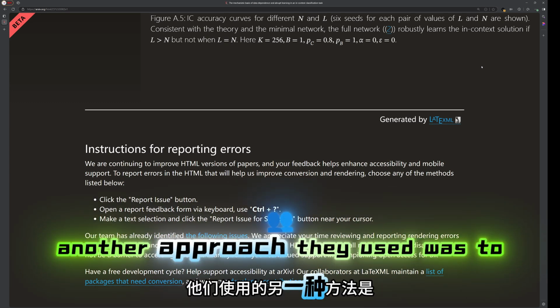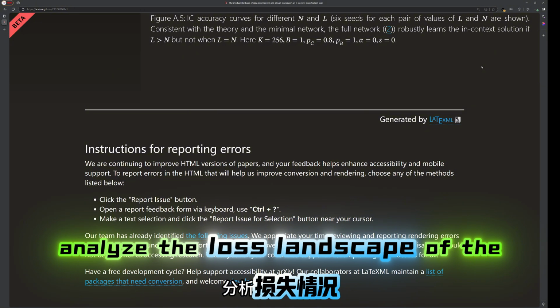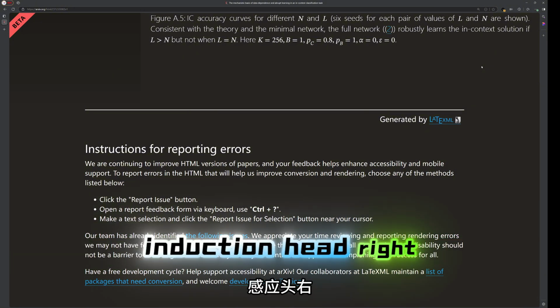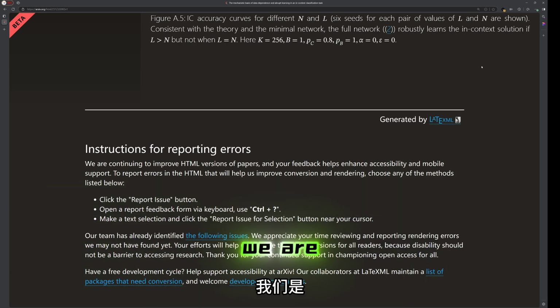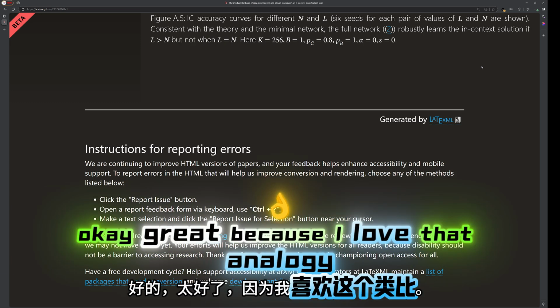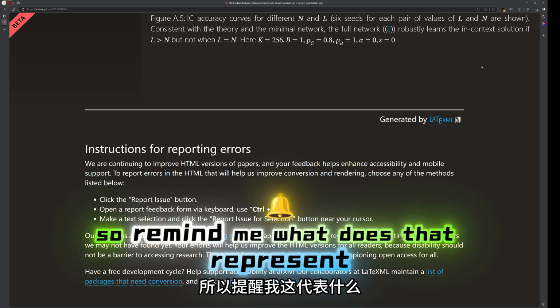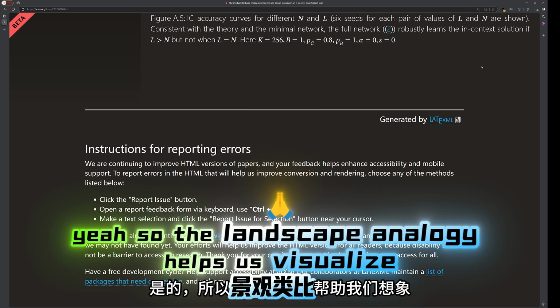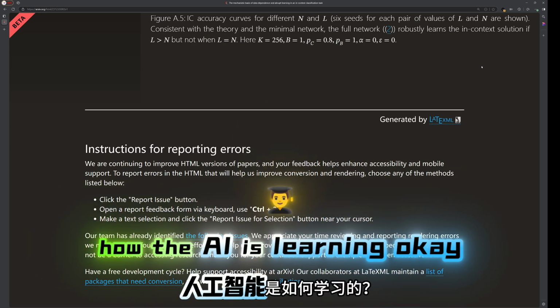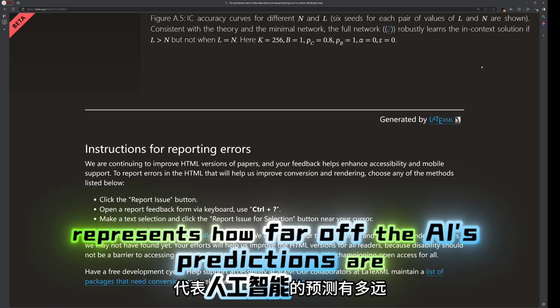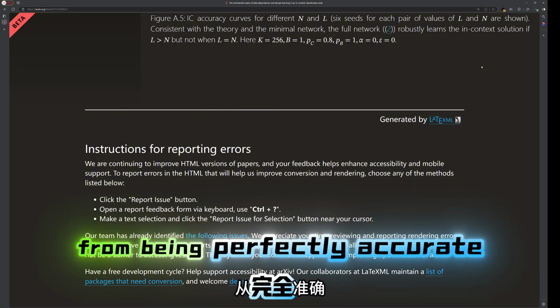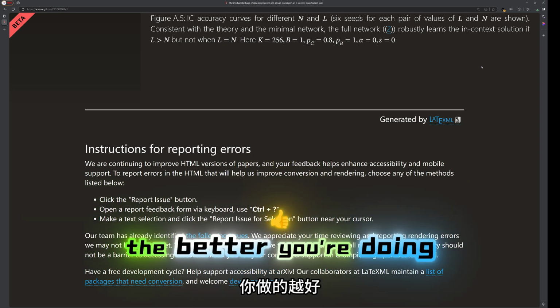Another approach they used was to analyze the loss landscape of the induction head. Right. So are we back to the rolling hills and valleys again? We are. Great, because I love that analogy. It's a good one. So remind me, what does that represent? Yeah, so the landscape analogy helps us visualize how the AI is learning. And remember, the loss represents how far off the AI's predictions are from being perfectly accurate. Right. So the lower you are in that valley, the better you're doing.